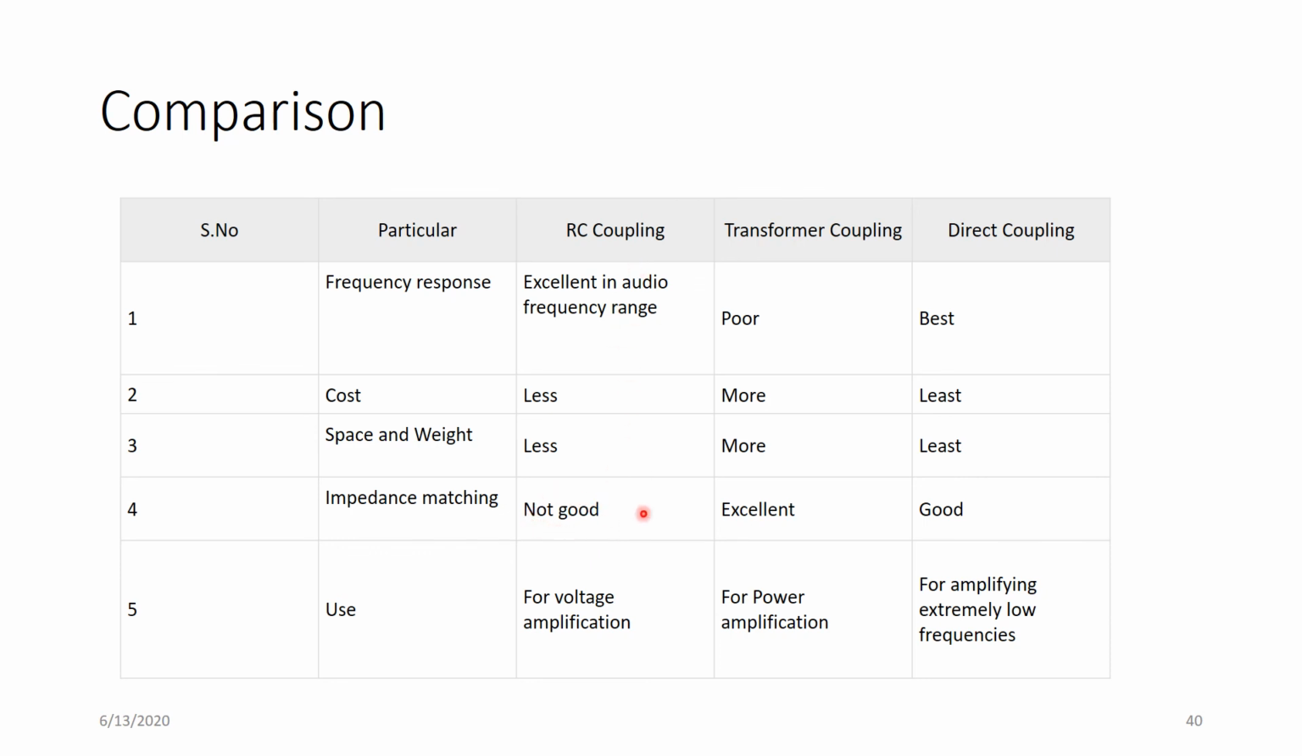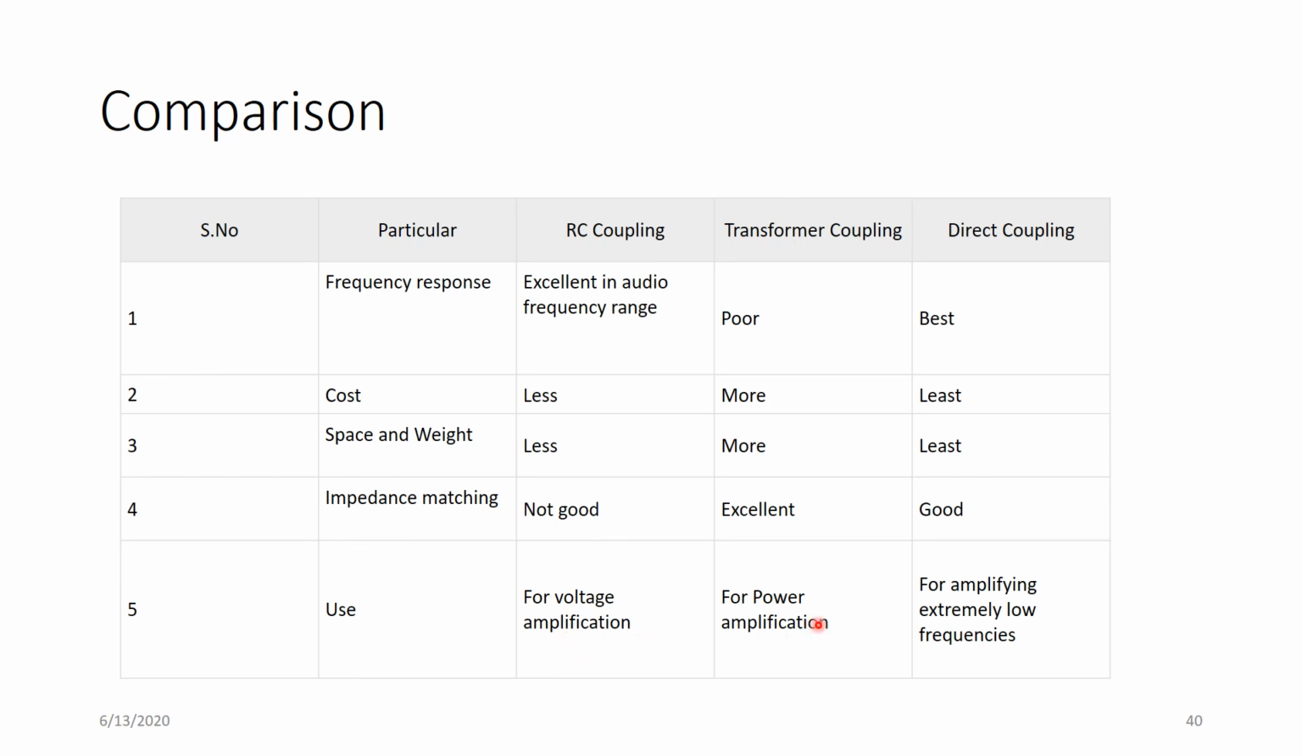Impedance matching is not at all good in RC coupled amplifier because there is a loading of the second stage on the first stage. Due to that, the current gets reduced. So when current reduces, the operating point varies and it becomes unstable. So there are several factors considered because of impedance matching in RC coupled amplifier. Transformer coupled is excellent because it provides a good impedance matching, and direct coupled is good.